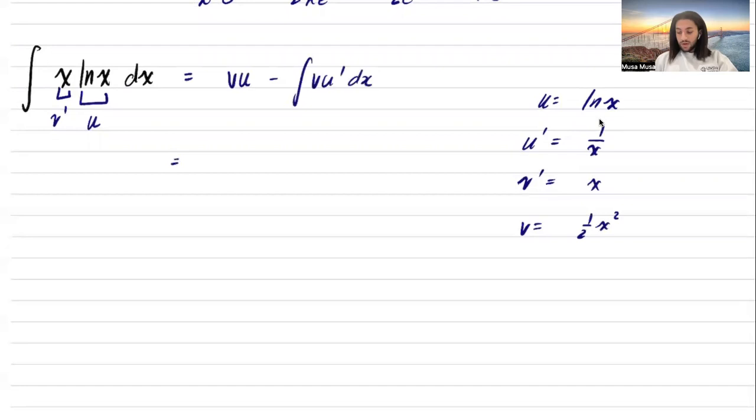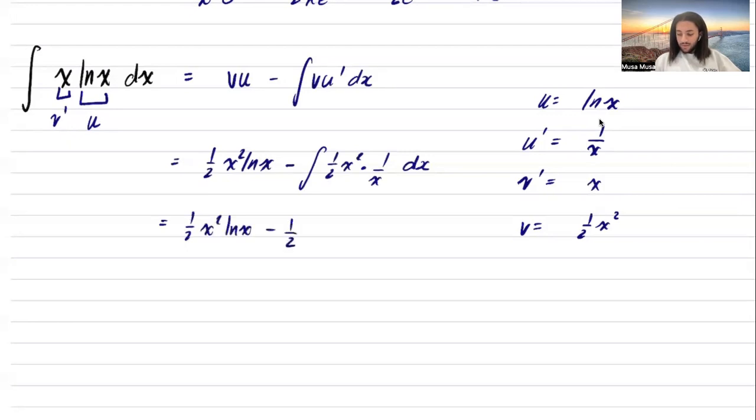And let's sub in. So vu, sorry, it's going to be a half of x squared ln x. Then minus, and it's going to be vu dash. So the integral of v, which is a half of x squared, times u dash, which is 1 on x, dx. Oh, wow, this is actually pretty easy to integrate because it's just a polynomial there. So this is going to be a half of x squared ln x, then minus a half, we'll put out the front, and then x squared on x is just x dx.